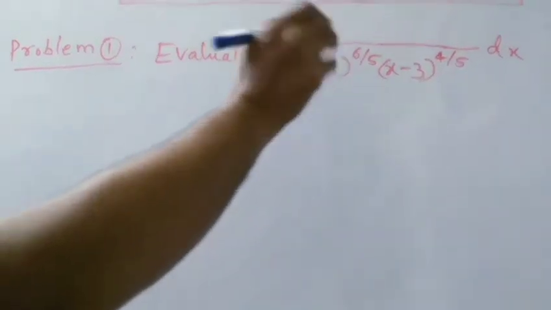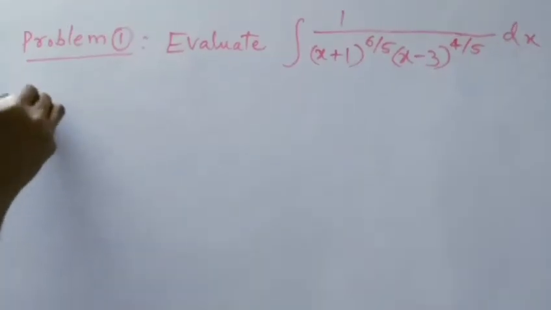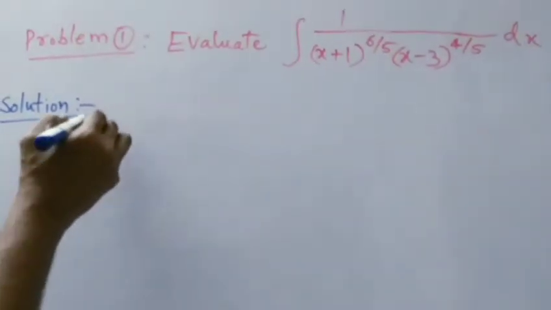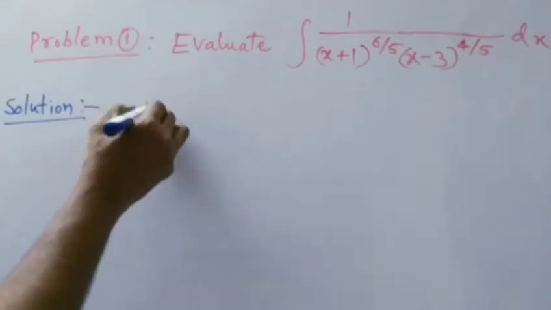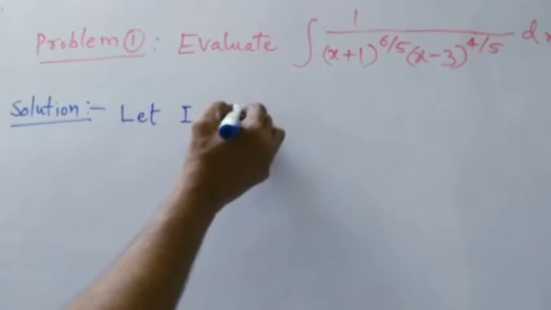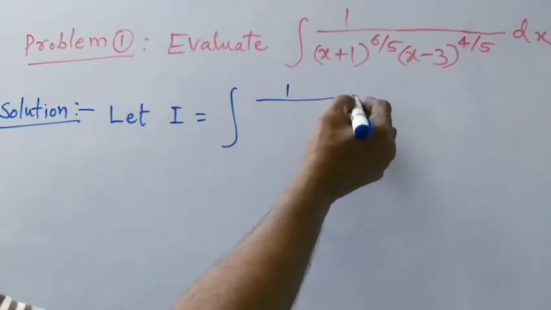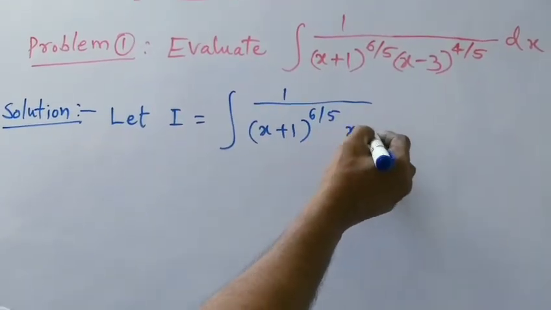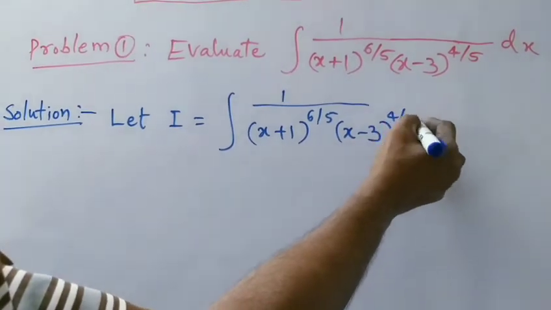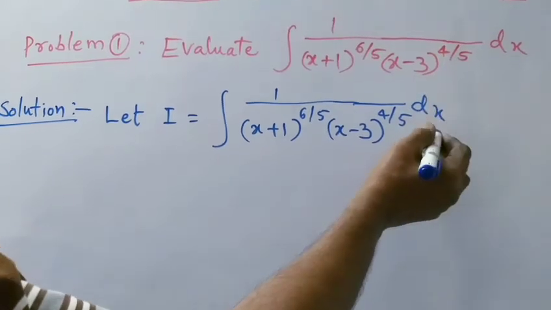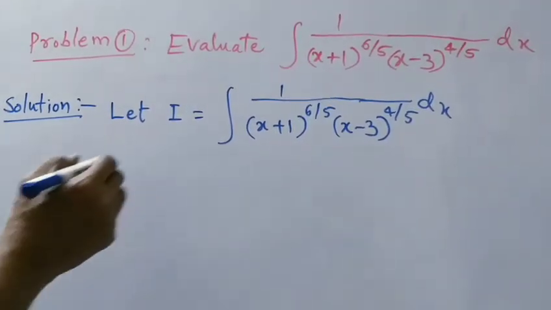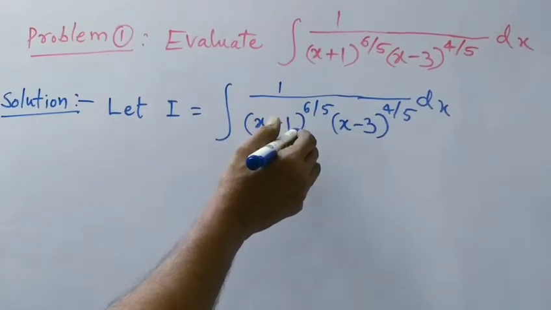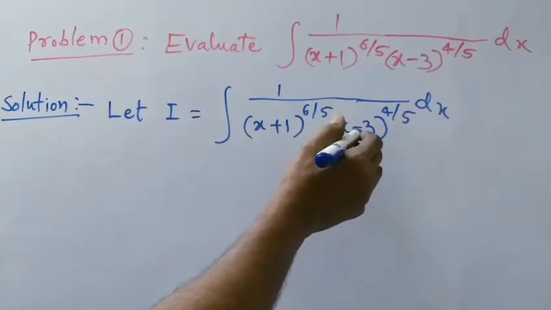Solution as follows for this given problem. Let I be equal to the integral of 1 by x plus 1 whole to the power of 6 by 5 into x minus 3 whole to the power of 4 by 5 dx.